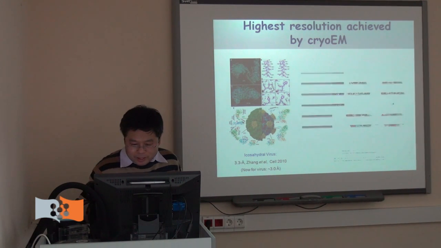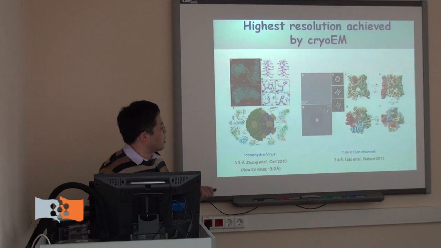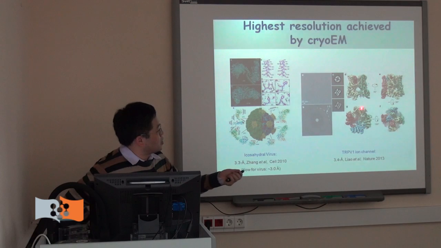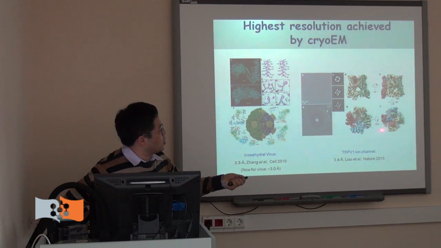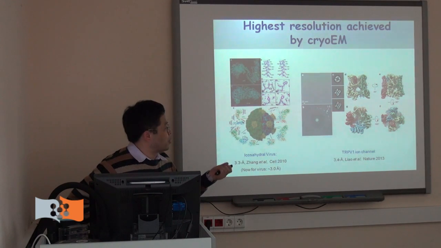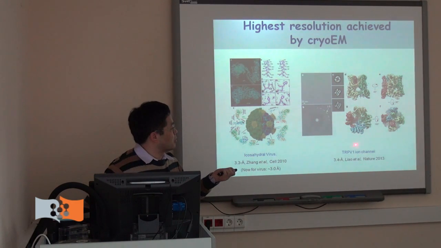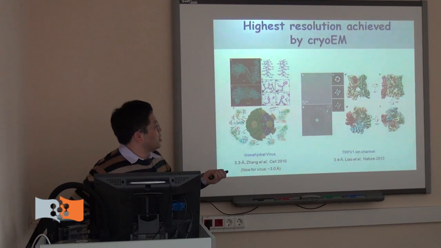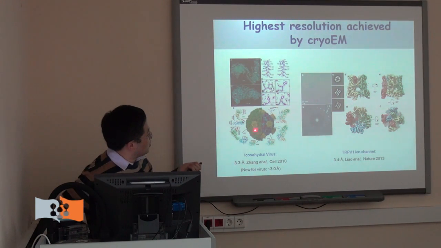This one I mentioned before, just 2 weeks ago. This is an ion channel. This is a very challenging object, and it is very difficult to get a crystallized membrane protein of the ion channel. This one is without icosahedral symmetry.